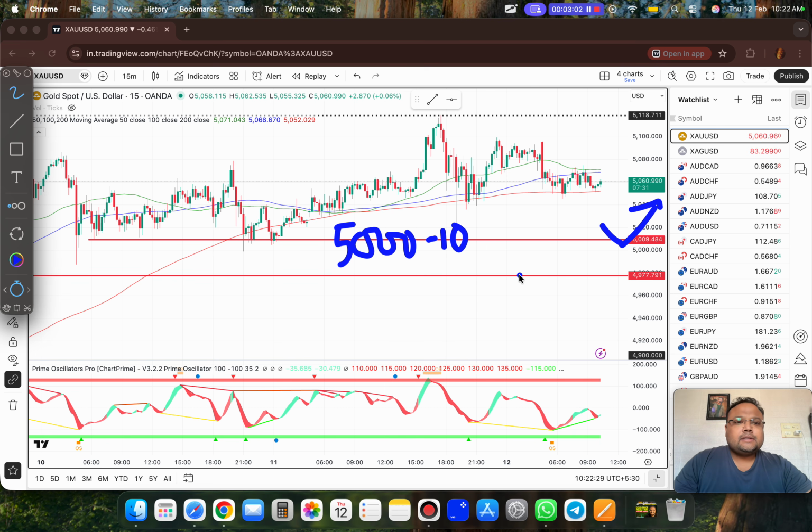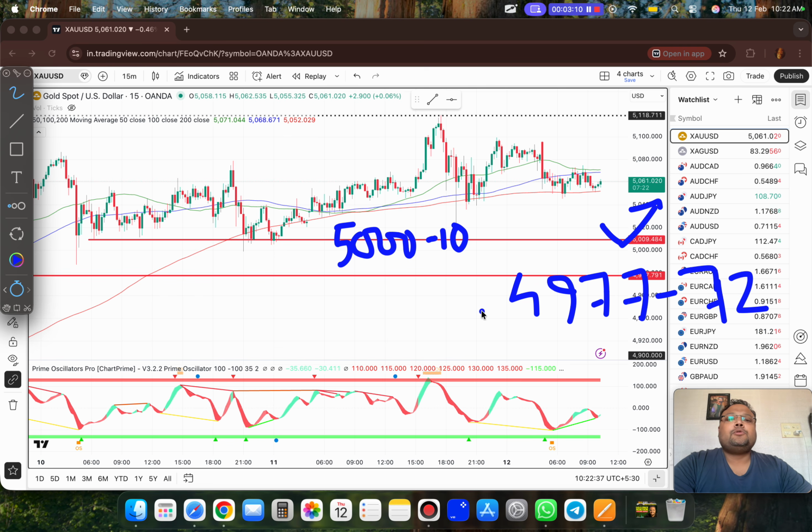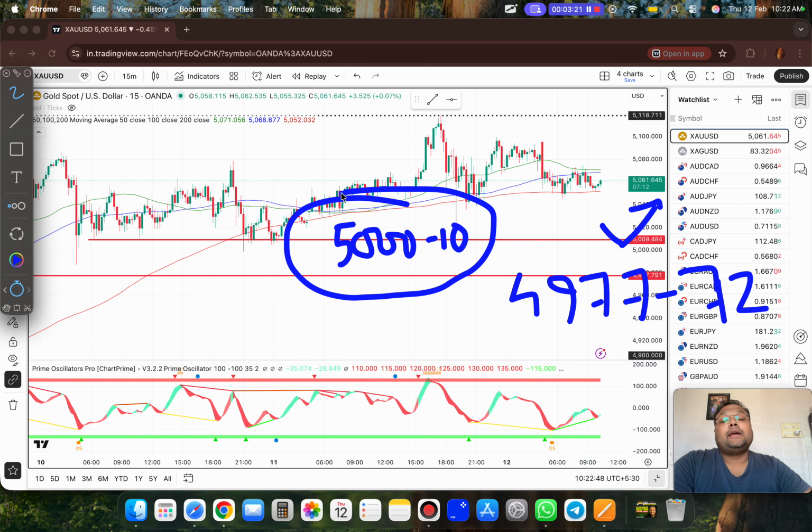If it breaks, then we can look for a bounce or support around 4977 to 72. This is the second support on the chart of gold. If the market takes support, we can look for a buy here as well. But if you see the market like this only, then yes, there's a chance that 5,000 will work again because it is acting as a magnet right now.